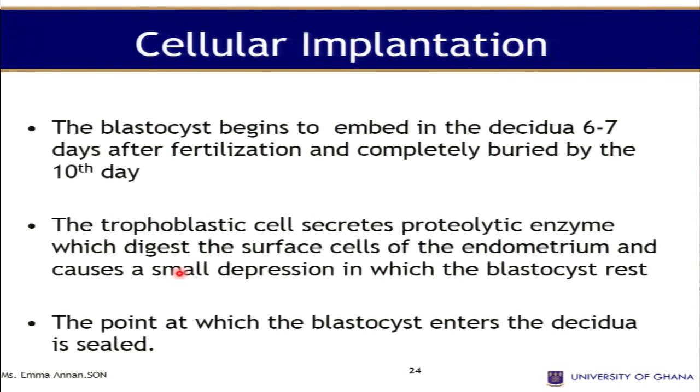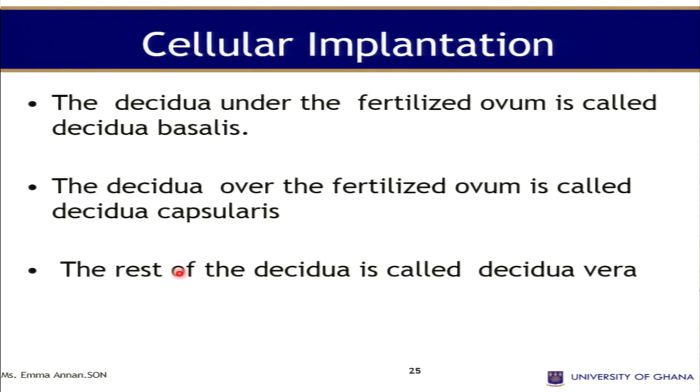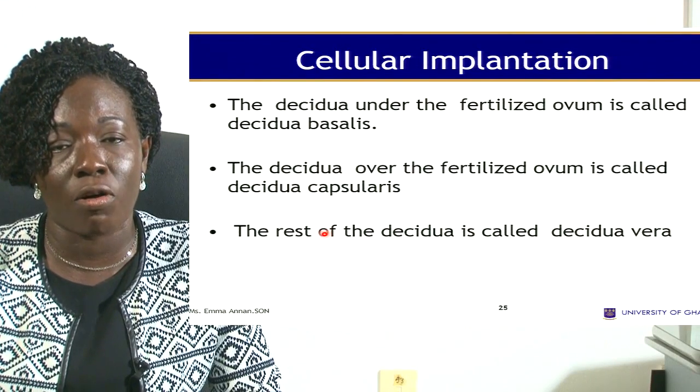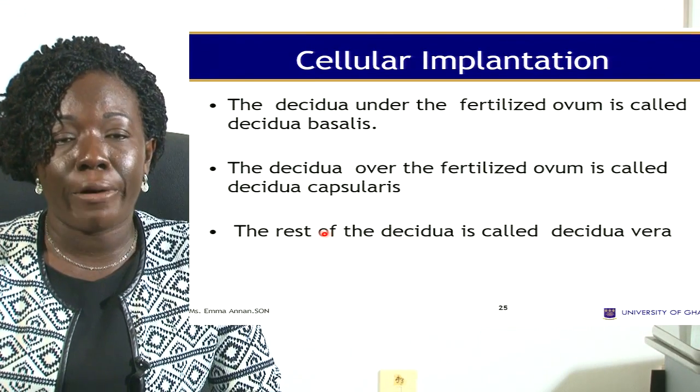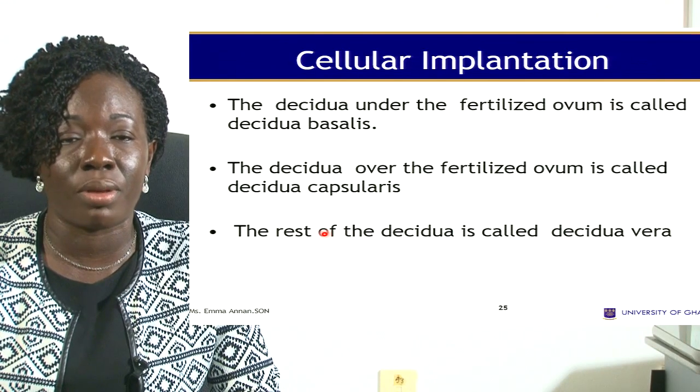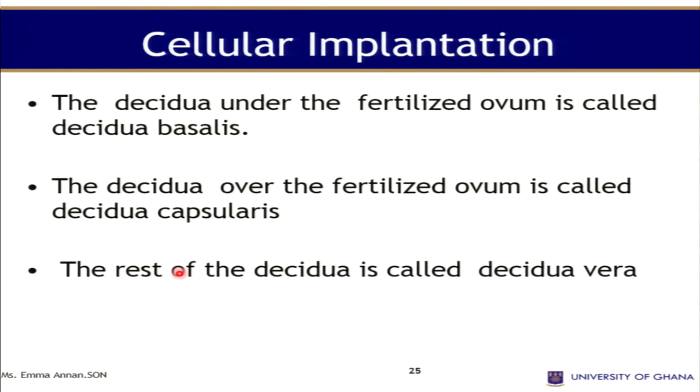Trophoblastic cells also produce an enzyme that digests the surface of the endometrium and causes a small depression in which the blastocyst will rest. At this point, the blastocyst enters the endometrium and it's sealed. The decidua beneath the fertilized ovum, that is the blastocyst, is called decidua basalis. The decidua over the fertilized ovum is called decidua capsularis, and the rest of the decidua is called decidua vera.